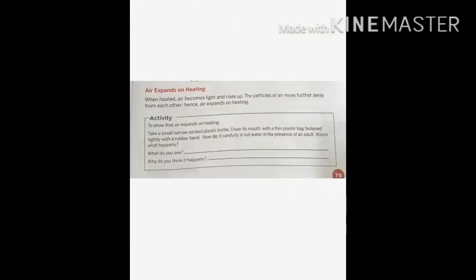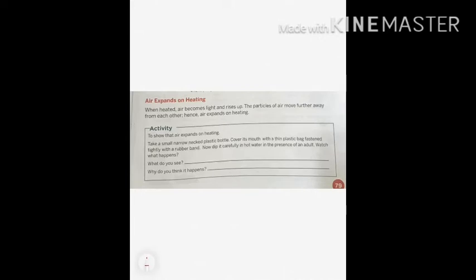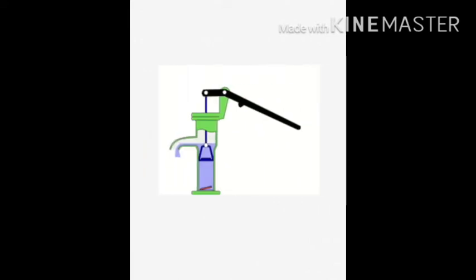Now students, let us learn the next property of air. Air expands on heating. What do you mean by expands? That means increases in volume. Increases in volume on heating. So let us take an example. Again, an activity we will do to show that air expands on heating. Here I have one diagram for you to explain this. Alright, can you see this diagram here?